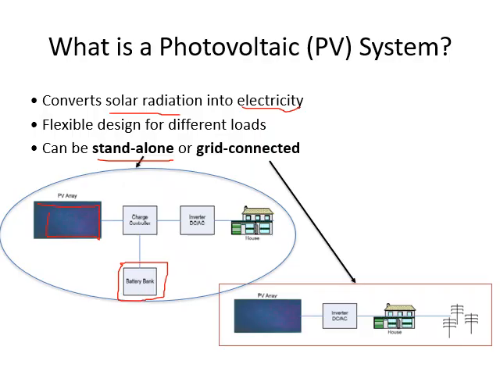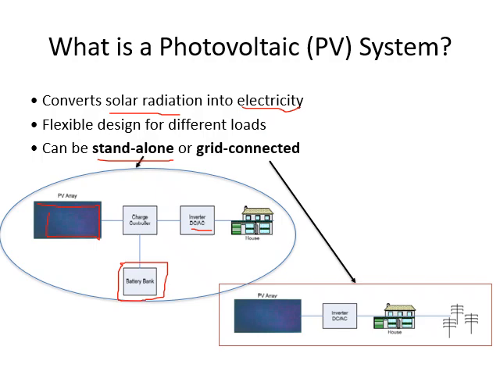So you use the charge controller in your house, and then you have to use something called an inverter. The inverter is used to convert DC current to AC current, because by nature the photovoltaic will generate DC, but in our homes we use AC current, alternating current, so we have to use this inverter, and this is the setup for a stand-alone system.